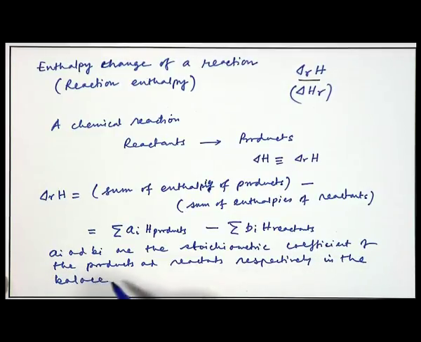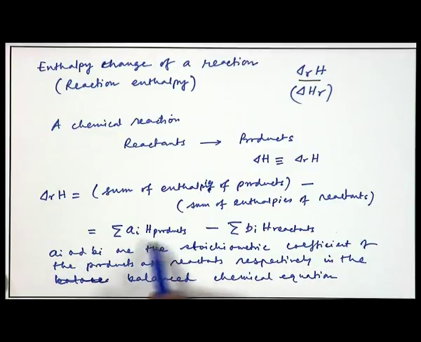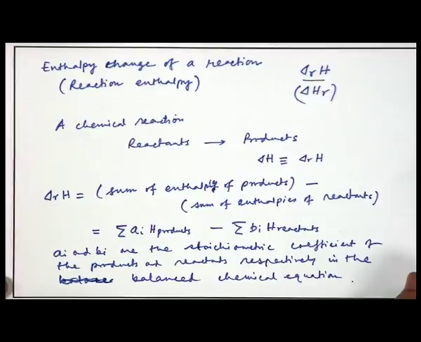So, when you are talking about the stoichiometric coefficient, that has to be in the balanced chemical equation. Unless you do balancing, you will not be able to get the stoichiometric coefficient right. So, these a_i and b_i are the stoichiometric coefficients for products and reactants in the balanced chemical equation.